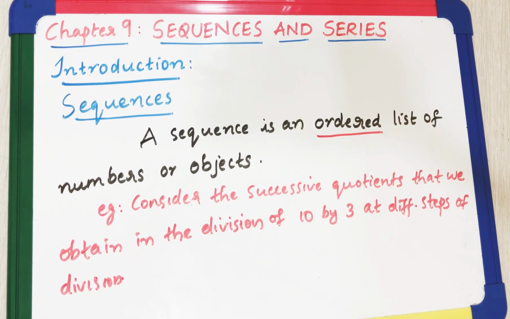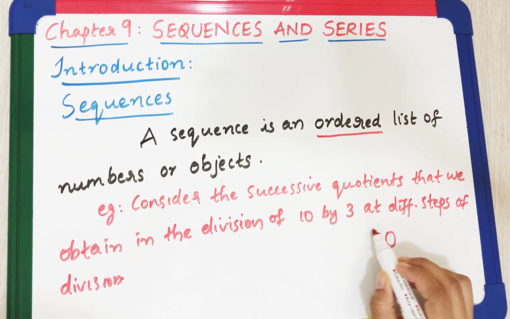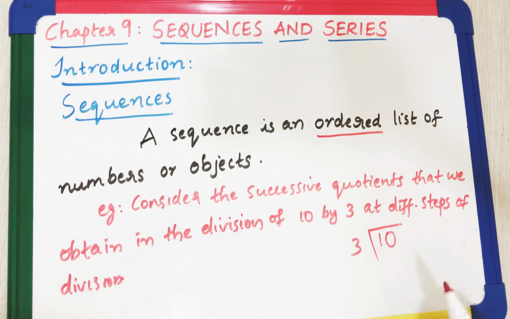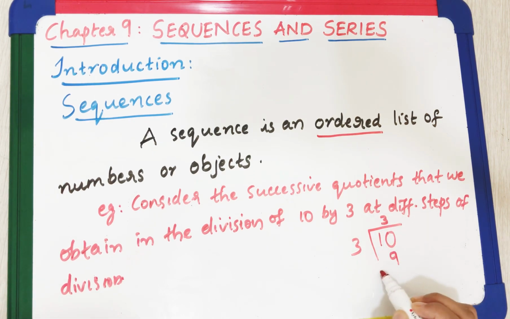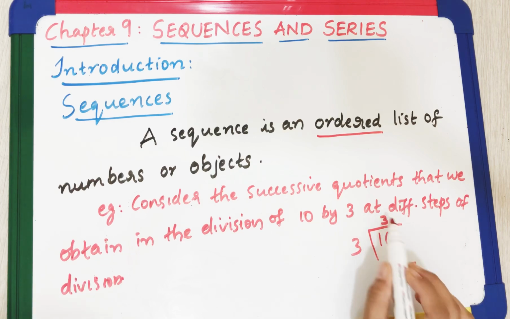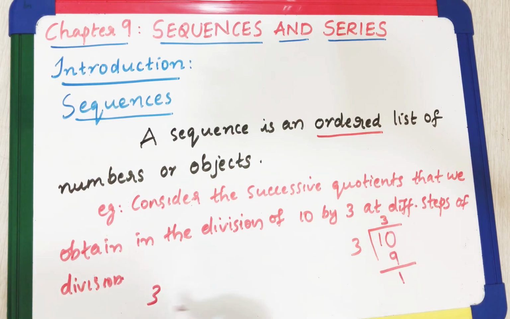Another example, consider the successive quotients that we obtain in the division of 10 by 3 at different steps of division. The quotients obtained when 10 is divided by 3. See, 10 divided by 3 is 3, 9, remainder 1. The first quotient is 3. First step, the quotient is 3.